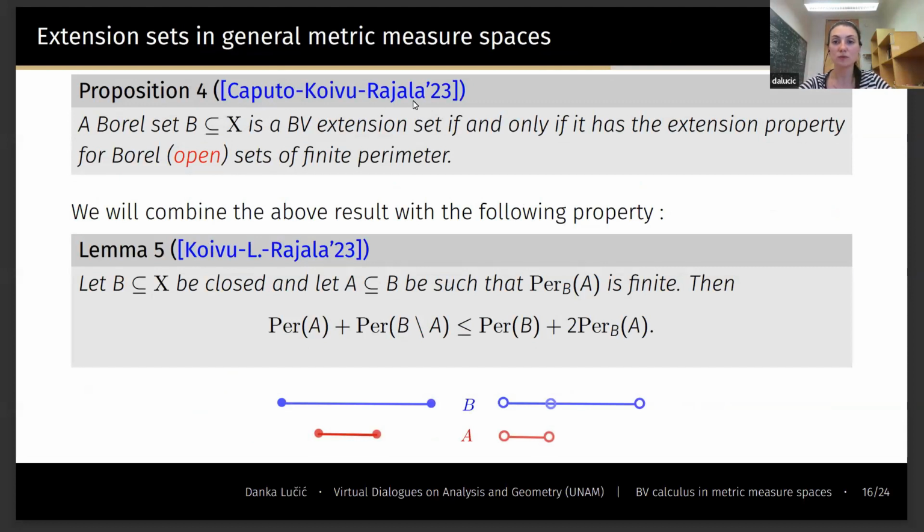What do they prove? And it will be something that we are going to use. Next is that a Borel set is a BV extension set if and only if it has the extension property for every Borel set of finite perimeter, or equivalently every open set of finite perimeter. And we are going to combine this above result in what we are going to study with the following property.